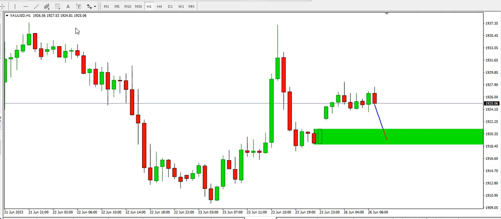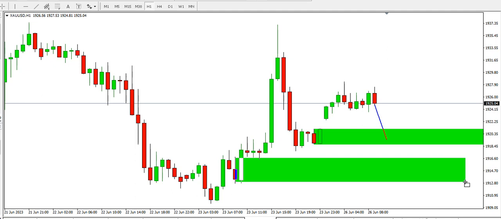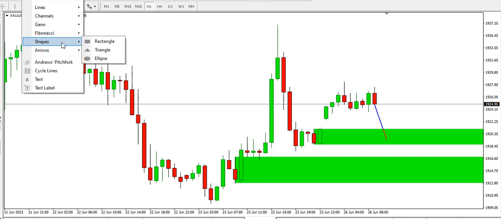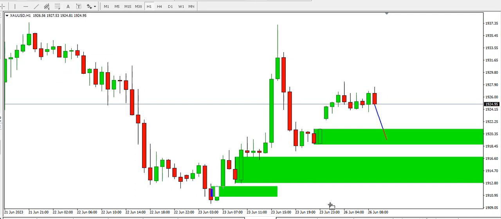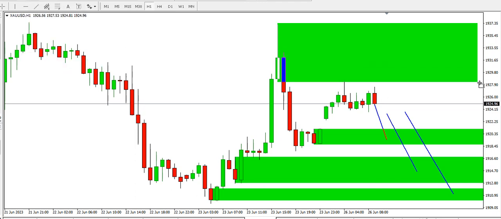Afterwards, we have another order block around this point. We have another order block around this point, and then we have the last order block at the lowest point on the chart, which is around here. We are looking at the 1-hour time frame, so possibly the gold price might drop to this order block to find demand, might also drop to this order block to find demand, and on the top side we have this order block that might serve as a supply zone.